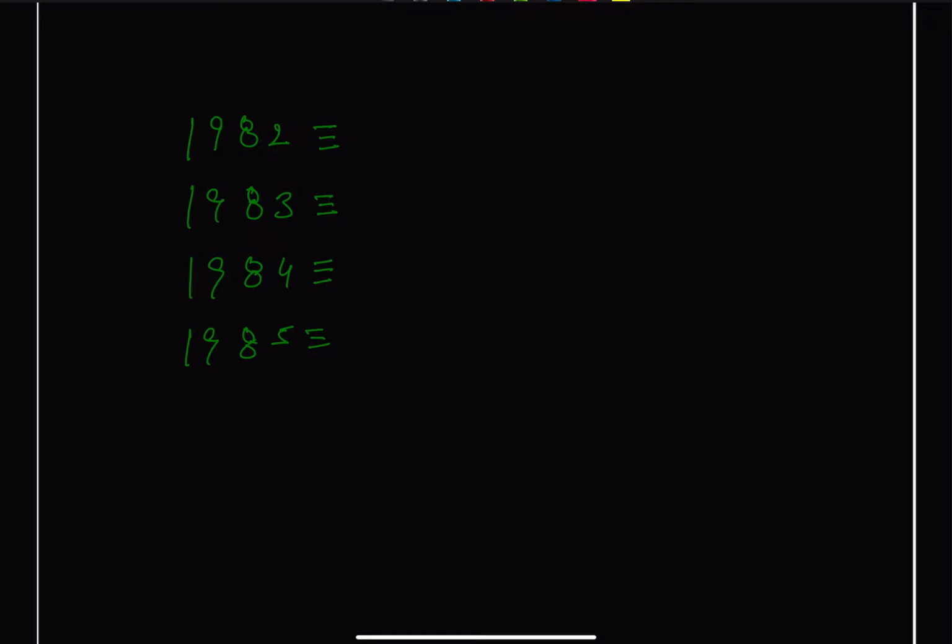From 1982 we have one question. For 1983 we are having two questions. 84 once again we have one question, and 85 we are having two questions. So in totality we are going to discuss 6 questions.